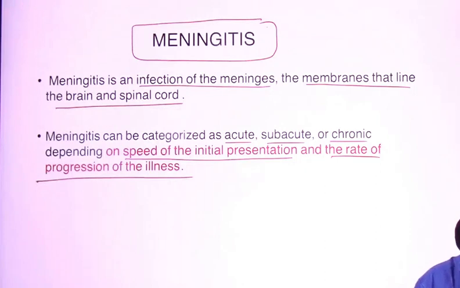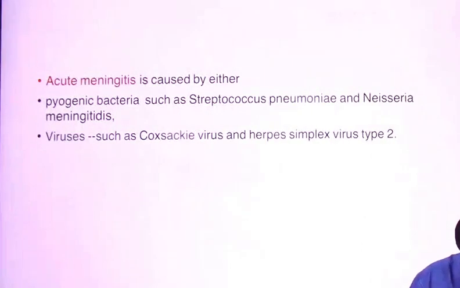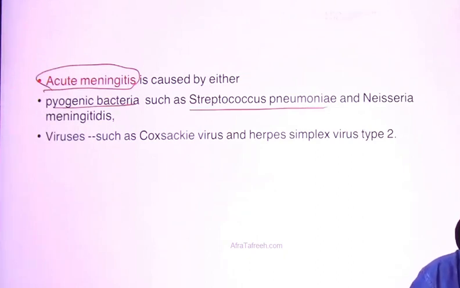Is it that the features come in hours, or in days, or in weeks, or in months? That is how you categorize them: acute, subacute or chronic. Now, acute meningitis is mainly caused by whom? The bacteria, that is the pyogenic bacteria, and among them the most common cause of bacterial meningitis is pneumococcus.